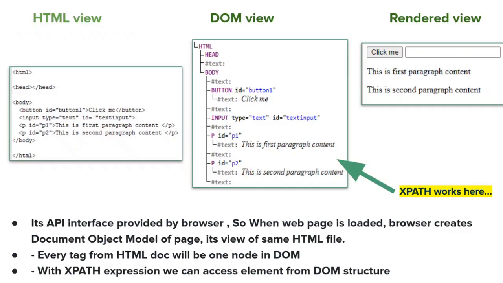We have already seen the DOM structure. The DOM is an API interface provided by the browser. Whenever the web page is loaded, the browser creates the DOM view of that HTML document. This is the HTML view of the web page, whereas the browser converts that view into a DOM view, where every tag in HTML is represented by a node in the DOM view. It is like a tree structure, where HTML is the root node and there can be multiple nodes in that DOM view. Our XPath mainly works here. XPath does not work directly on the HTML view, it works on the DOM view.